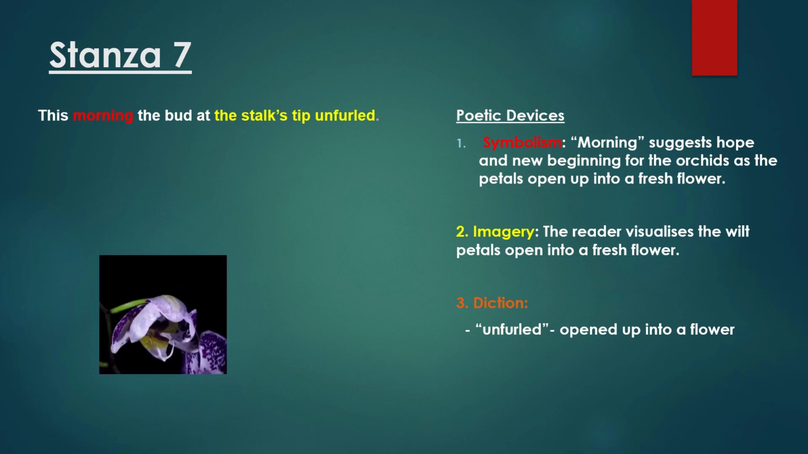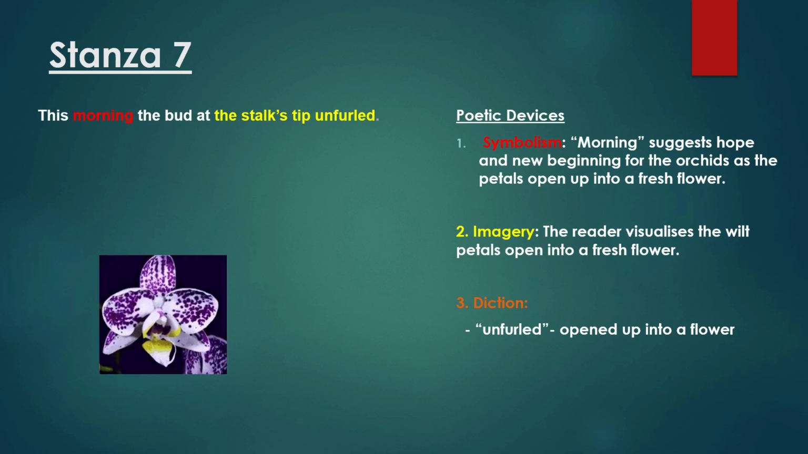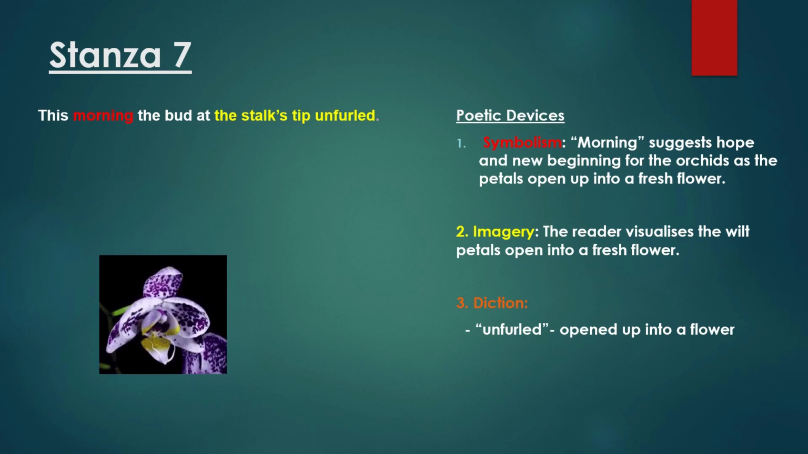Notice that the stalk's tip unfurled. The word unfurled, I mean it opened up into a flower, which we're seeing demonstrated in that beautiful image there on my left. Right? So the symbolism is used to convey the idea of newness, revitalization, new hope. Right? So morning suggests hope, new beginning for the orchid as the petal opens up into a fresh flower.